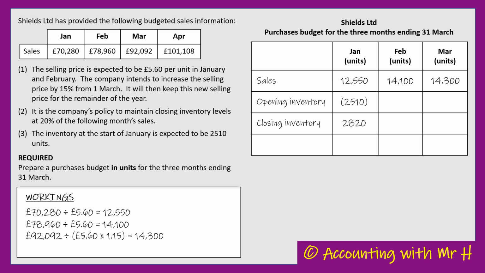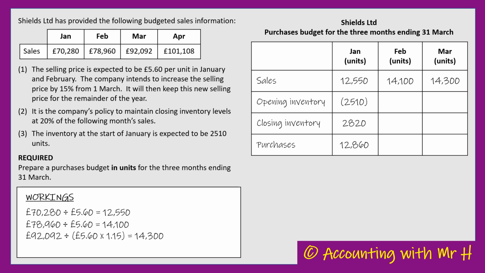And then I can total up that first column for January. So they're budgeted to sell 12,550 units, but they don't need to buy the 2,510 that they'll already have, but they do need to purchase the 2,820 that they want to have at the end. So overall, that means in January, this company is expected to purchase 12,860 units. And then I can do the same for February.